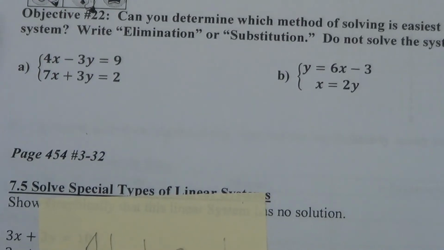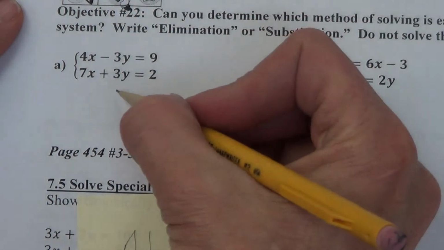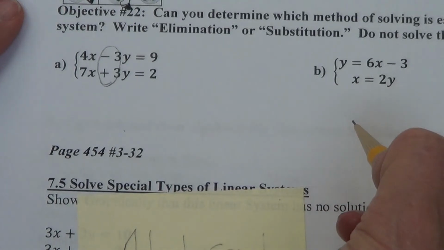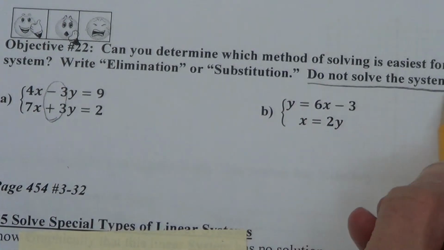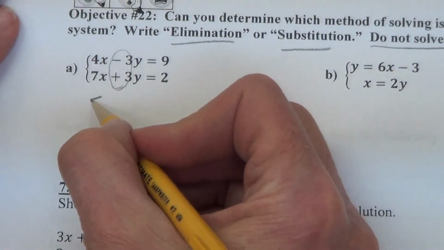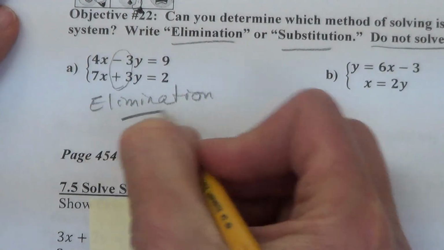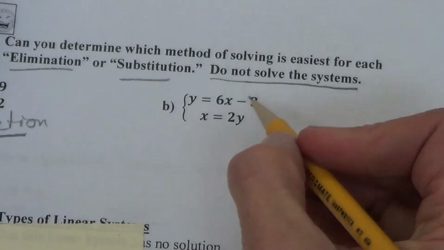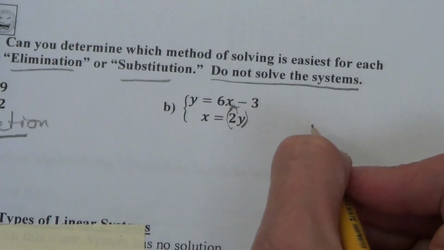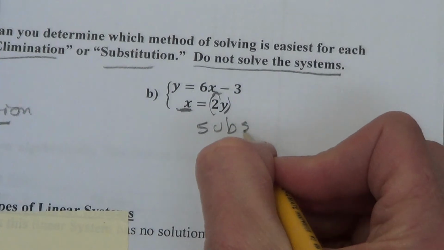So when we get down to this next one, we can see these 3's, positive and negative 3's, are lined up, so elimination would be perfect. It says we do not need to solve these systems, just write elimination or substitution. So we would just write elimination. And on this one, substitution would be perfect because we can plug that 2y value in right there for x. Right here we have the x isolated. So that one is perfect for substitution.